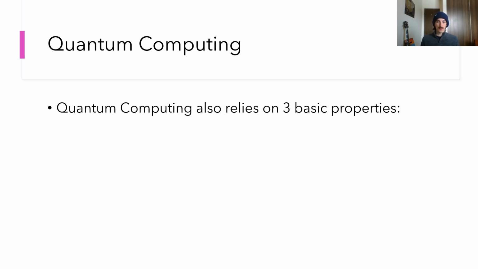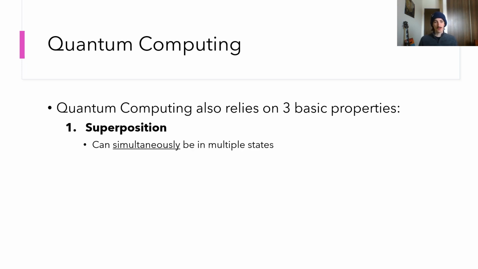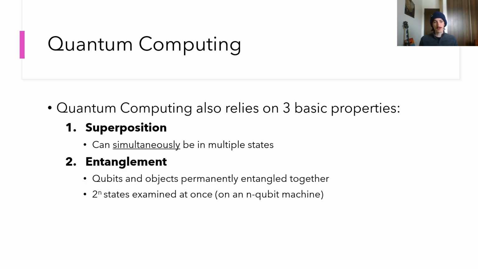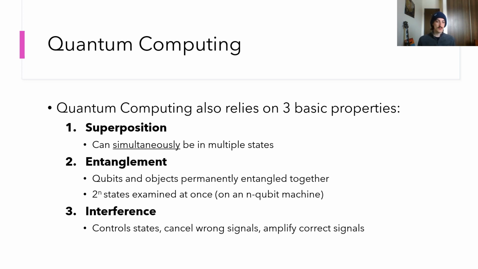Quantum computing also relies on three basic properties of quantum mechanics. One is superposition, where the quantum computer can be simultaneously in multiple states rather than in discrete states, one at a time. Another is entanglement, where qubits are entangled together. You'd have two qubits, where if you observe one, the other one gets affected. With this, you can examine 2 to the power of n states at once on an n-qubit machine. The third one isn't too important for this presentation, but it's interference.